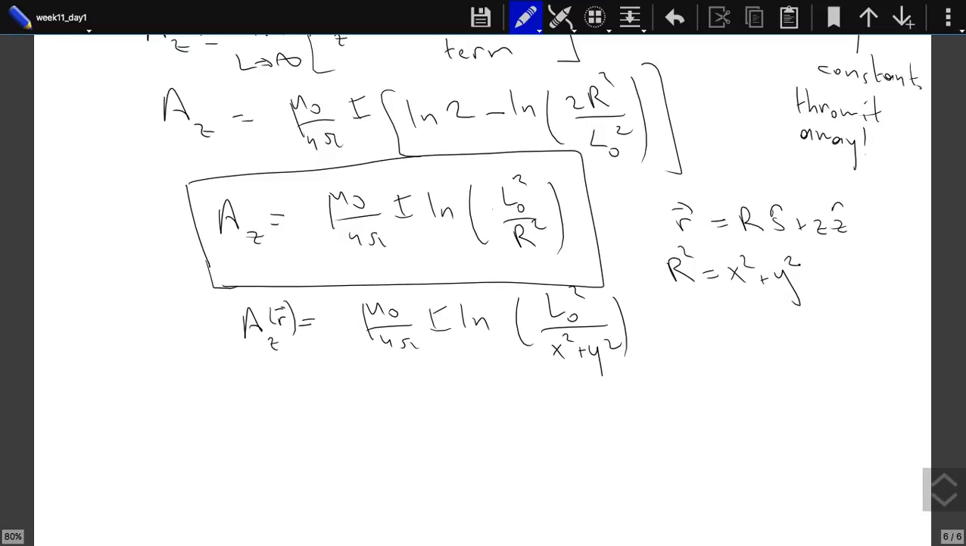Well, you see, the curl of A, is it perpendicular to A? Not, I would say not necessarily.